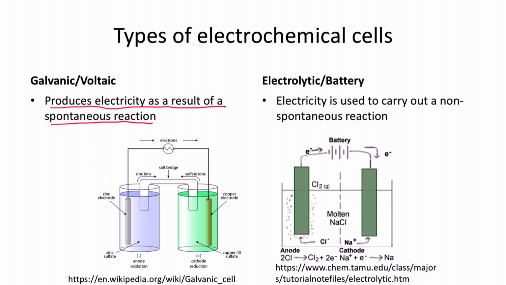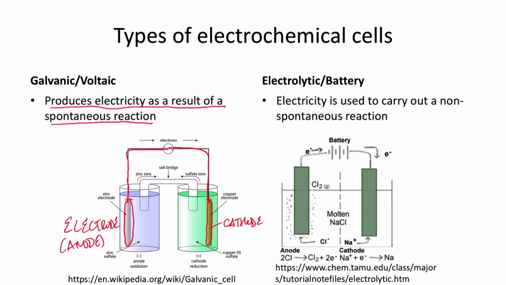Basically, you have one solution with a piece of metal called an electrode. In this case, this is the anode. And on the other side, you have another solution, another piece of metal, another electrode, which is called the cathode. The electrons travel from the anode to the cathode, and this allows electricity to be conducted.